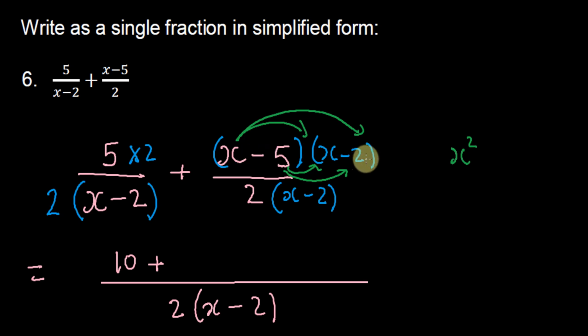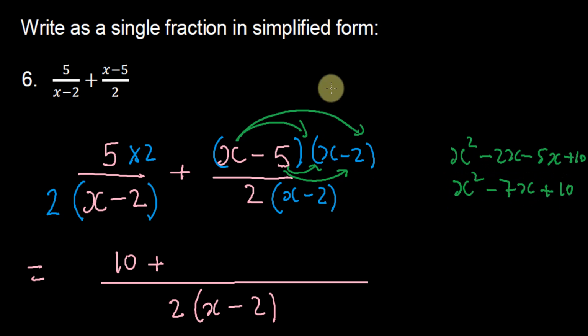X times negative 2 is negative 2x. Negative 5 times x is negative 5x. And negative 5 times negative 2 is positive 10. So adding like terms, we get x squared minus 7x plus 10. This we can write in the numerator here.